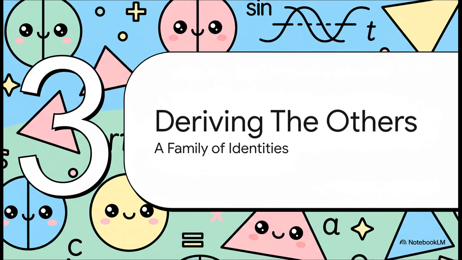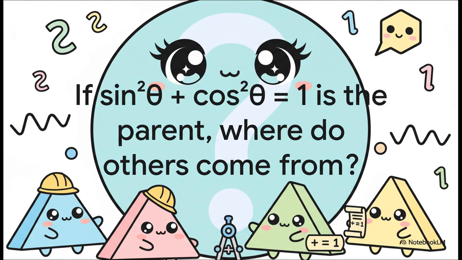Okay, now for the best part. You absolutely do not need to memorize 3 different formulas. You just need to know that one we just found, and then you can use a little bit of algebra to create the other 2 whenever you need them. Right, so if this is our parent identity, where do the other 2 come from? It's not magic or anything, it's just division.